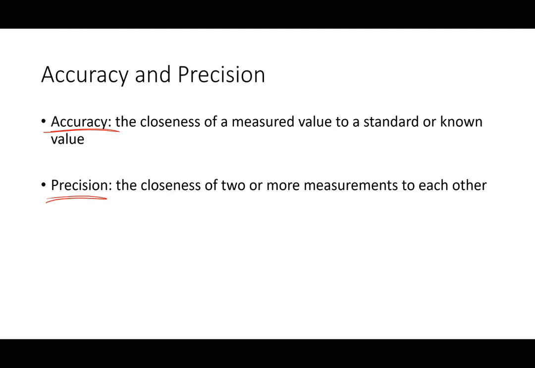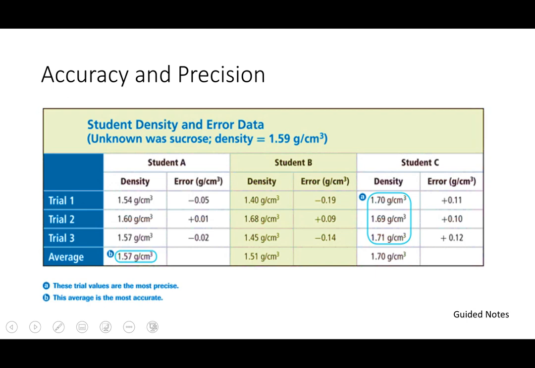Okay, so accuracy relates to things that we have a standard or known value for and how close we are to that. And precision is how close multiple measurements are to each other. This makes more sense with an example. Let's look at this example here. This is something that you may see on a typical ACT question in the science portion. So let's go ahead and try to read this.